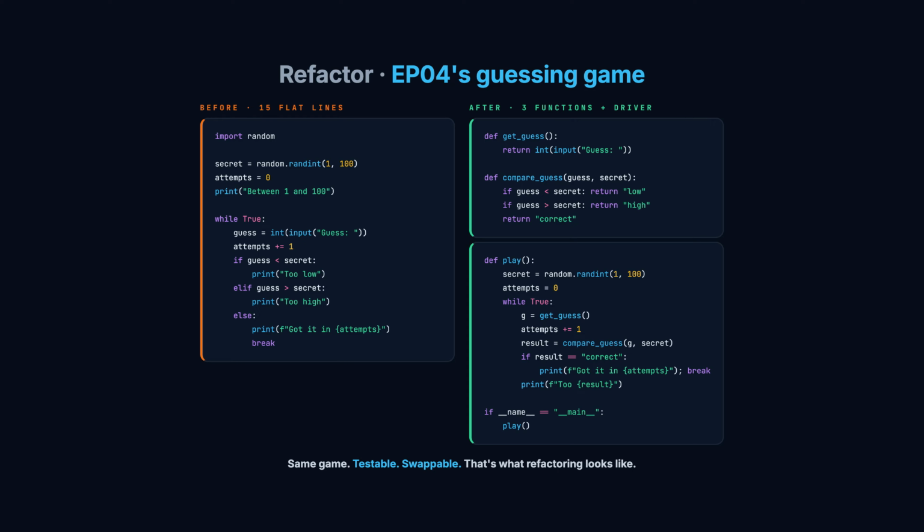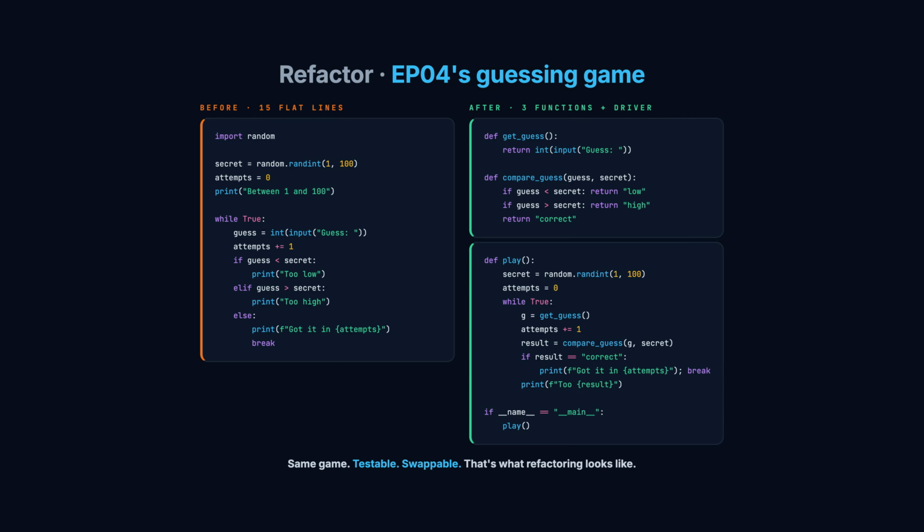First, def get_guess, no parameters, returns an integer. Inside, return int(input("Your guess")). That is the int-input fix from episode 3 wrapped in its own name. One thing, one function. Second, def compare(guess, secret), returns a string. Inside, if guess is less than secret return "low", if guess is greater than secret return "high", else return "correct". Three outcomes, three return values. Notice, every branch has a return, no silent None.